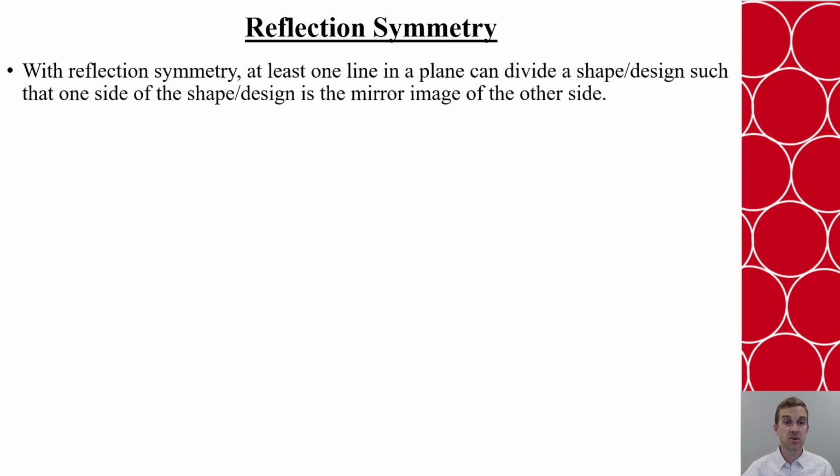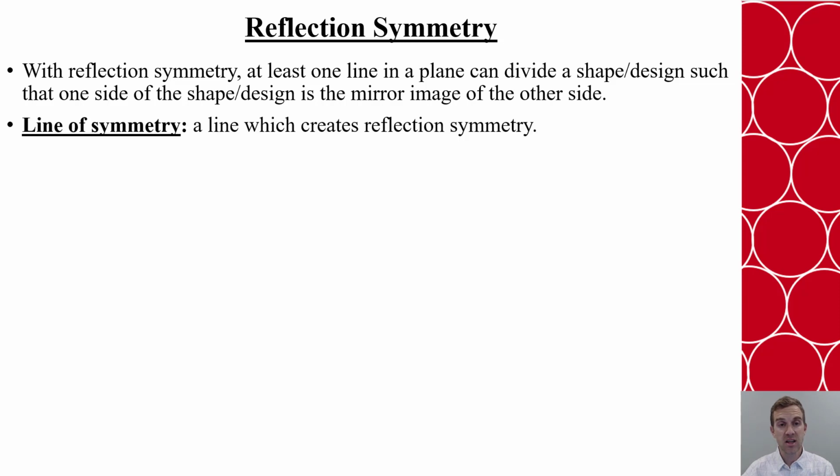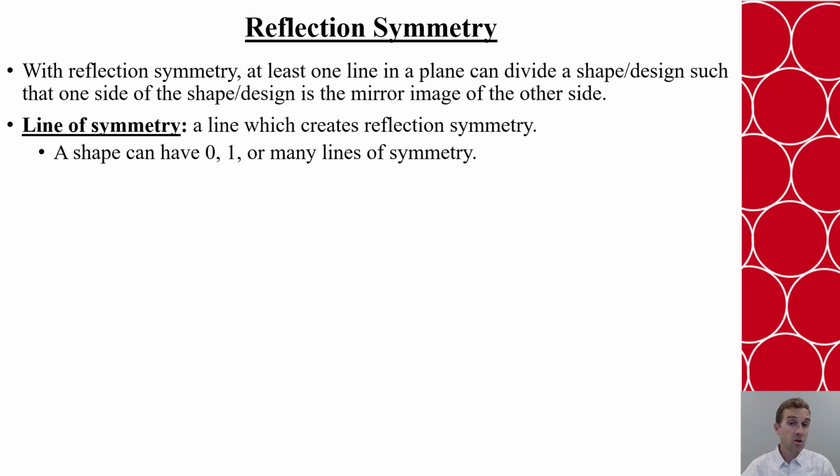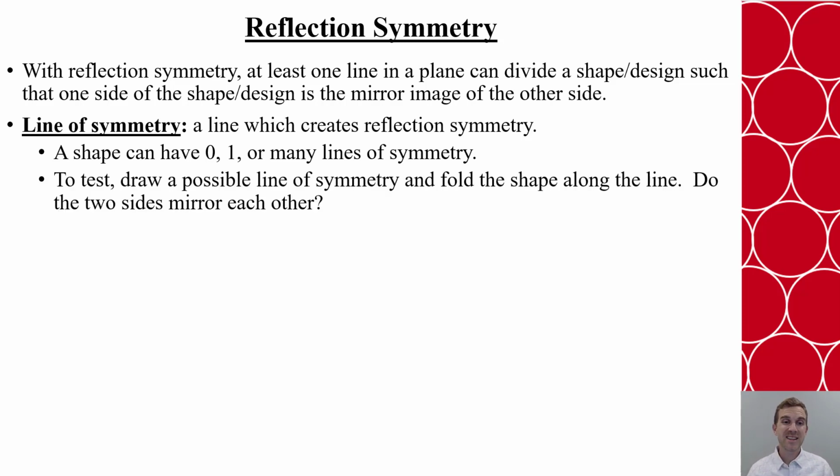With reflection symmetry, at least one line in a plane has to divide the shape or design such that one side of the shape or design is the mirror image of the other side. That line of symmetry will create the reflection symmetry. And a shape or design can have no lines, it could have one line, or it could have many different lines depending on the shape or design. When we test it, we draw in possible lines of symmetry and then try to fold or mentally fold along the line of symmetry to determine, do the sides mirror each other.